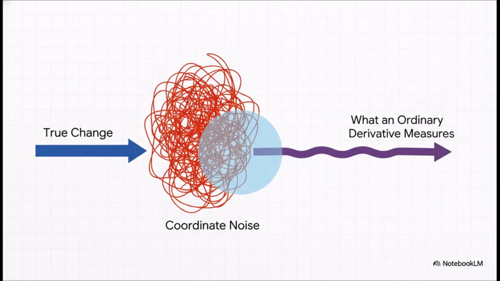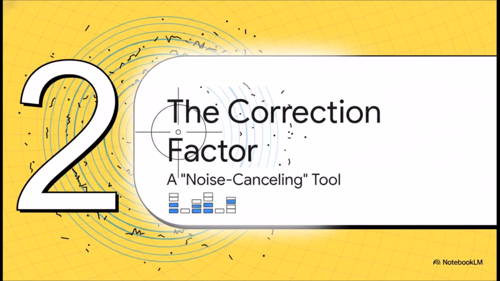Same idea here. So to fix this, mathematicians realized they needed a tool, basically a noise-canceling tool for math, something that was specifically designed to measure that coordinate noise perfectly, and then subtract it out, leaving behind only the pure, true change in the vector we were trying to measure in the first place.